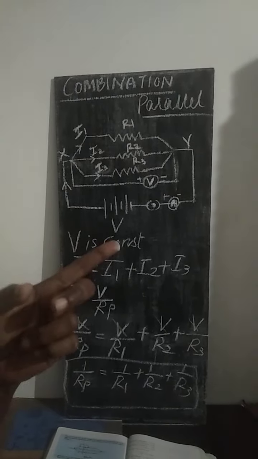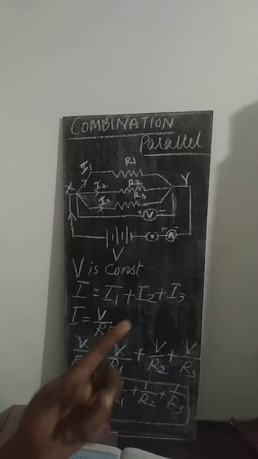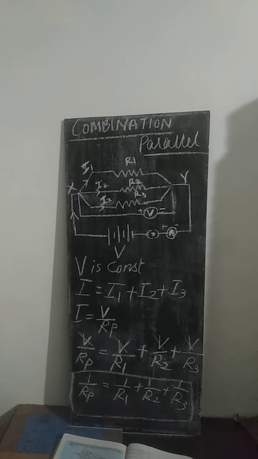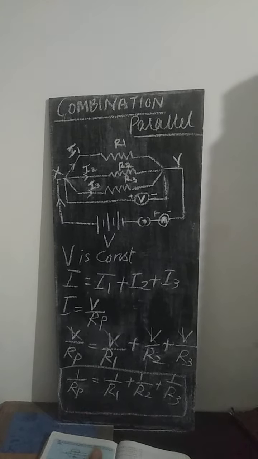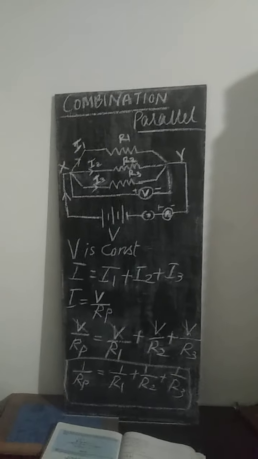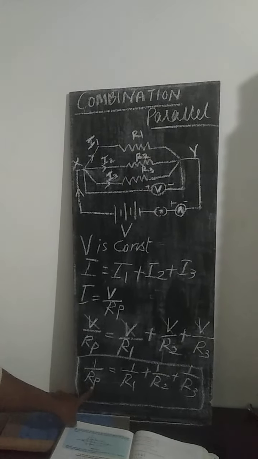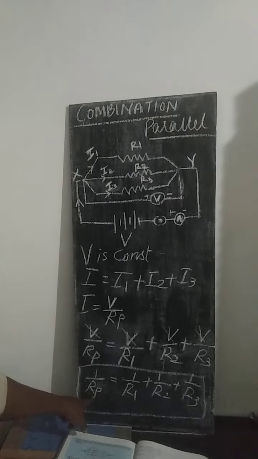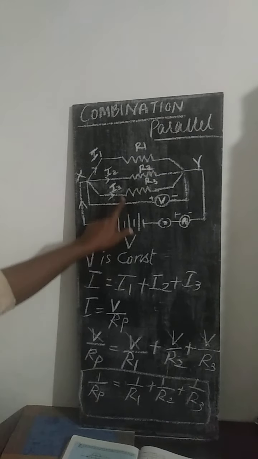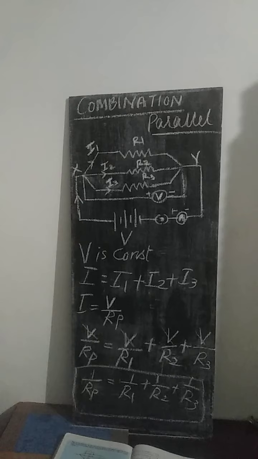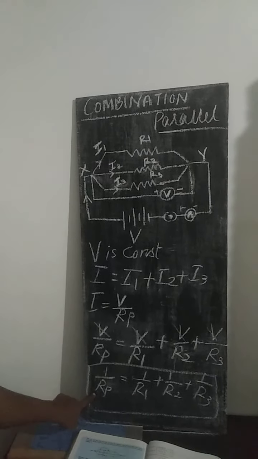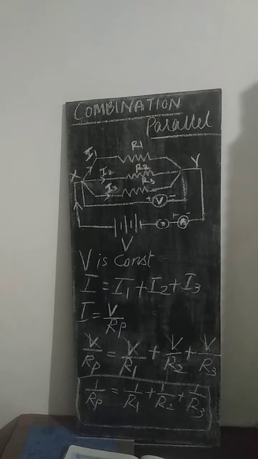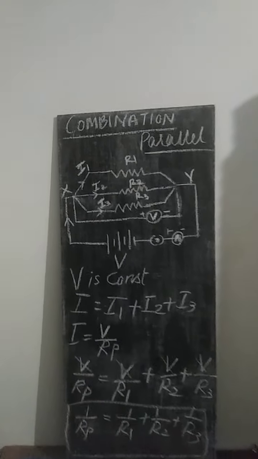But in series mode that will be high because we are adding all the resistances together. But here we are taking the reciprocal of each resistance and adding all the reciprocals together. So definitely you will get a less value. So here value less means we will get a high value of current. So I will be high, R will be less. In series mode, R will be high, I will be less.